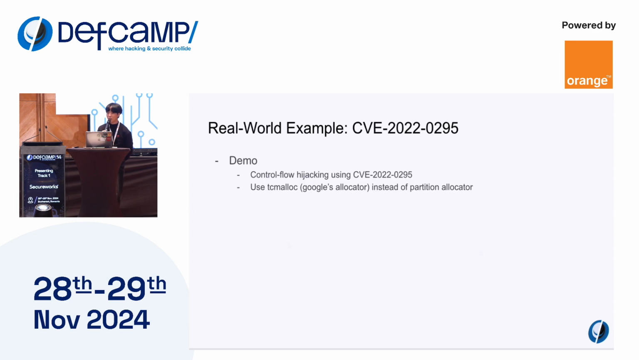So I will show you the demo of the control flow hijacking with CVE-2022-0295. For this demo, Chrome is built with tcmalloc instead of the partition allocator. This is because the partition allocator isolates the blob allocation in the browser process. Bypassing certain attack mitigation in the allocator is beyond our scope, so I use the tcmalloc to demo, and I will show you about that.